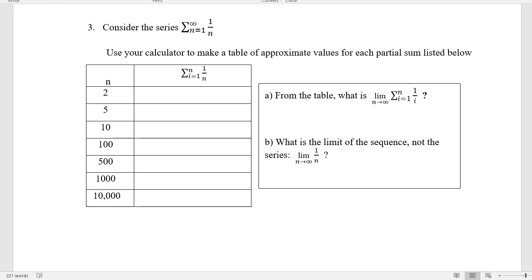Okay, so I'm going to do one more example here, and again, I want you to pause the video. I want you to complete this table, and I want you to either use your TI calculator or use Desmos. You notice Desmos was a little more efficient, but either one that you're more comfortable with. So pause, complete this table, answer A and B over here, and when you're done, unpause, and we'll talk about these together.